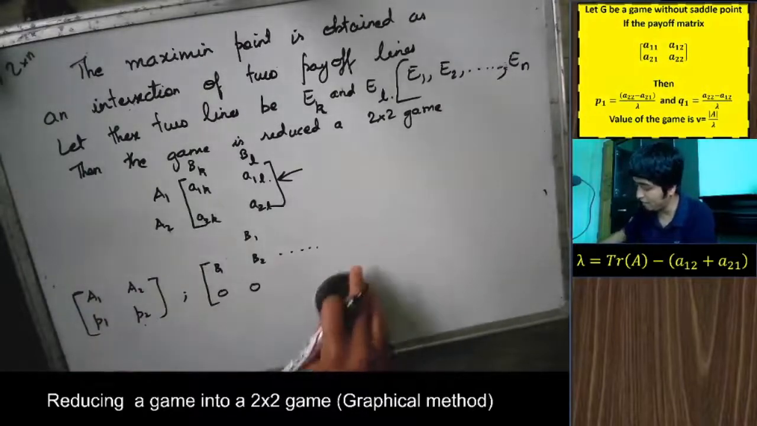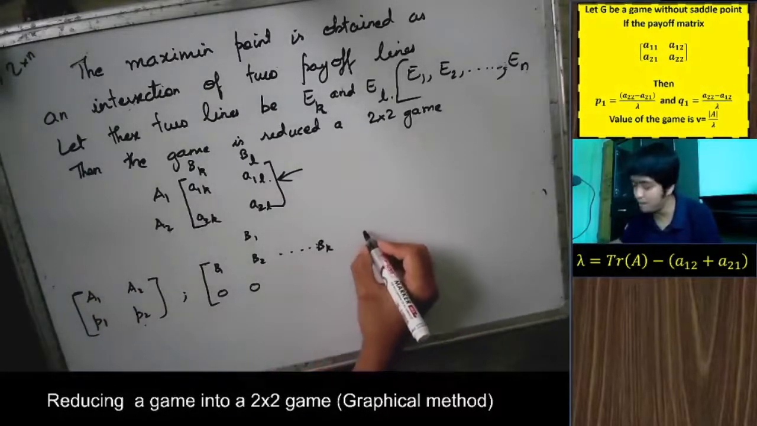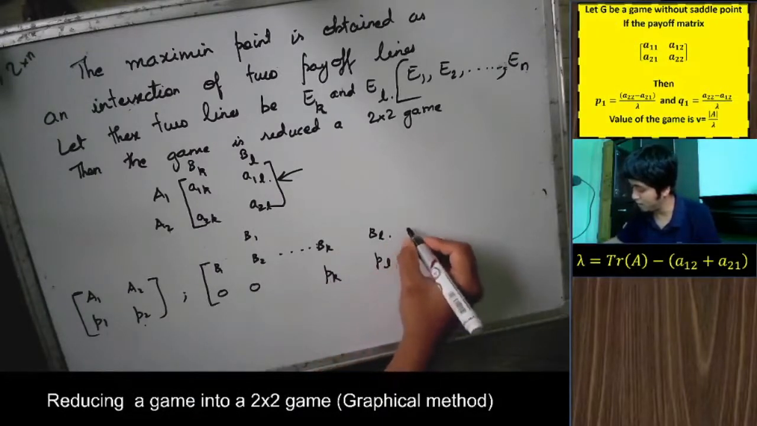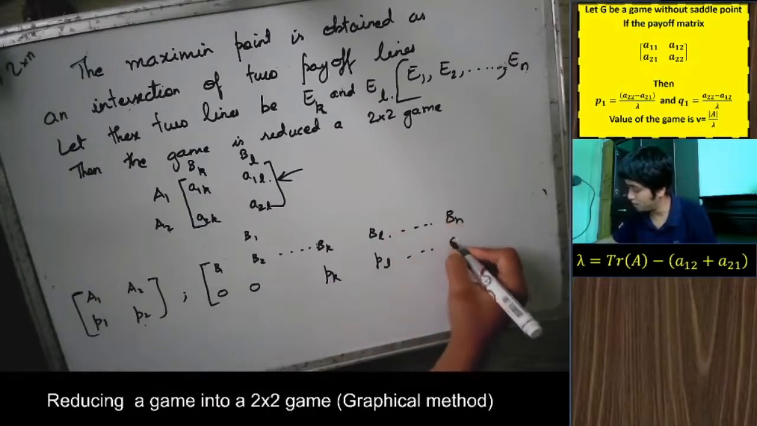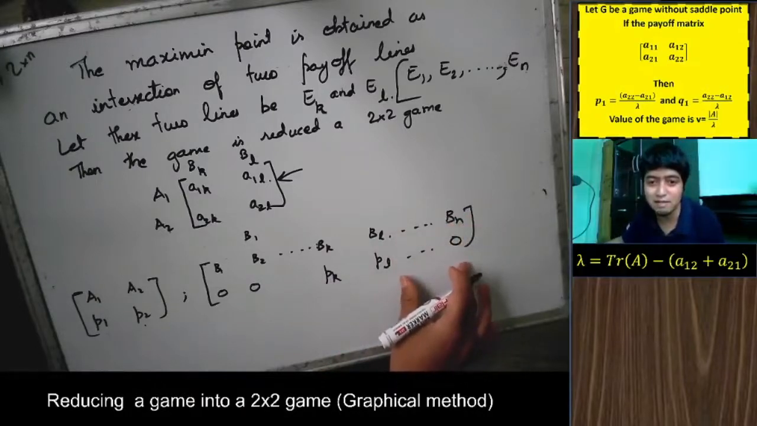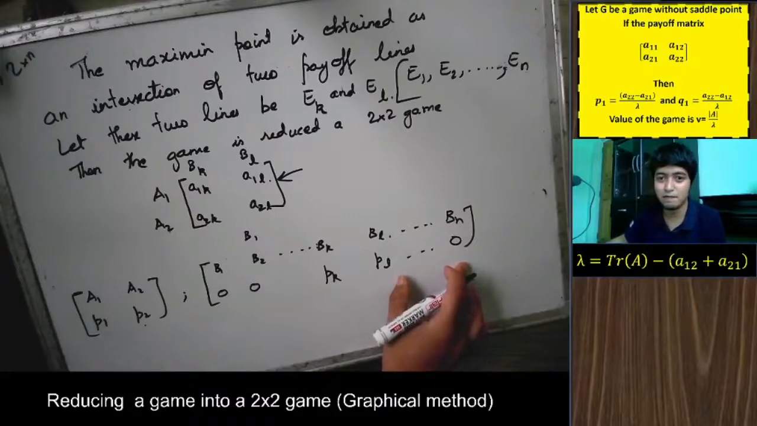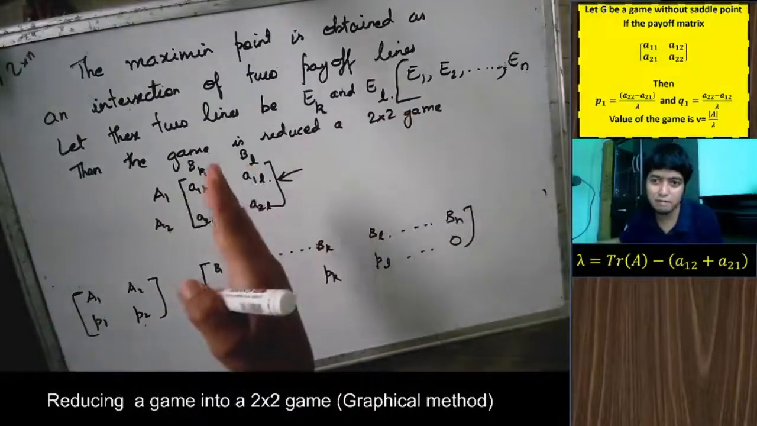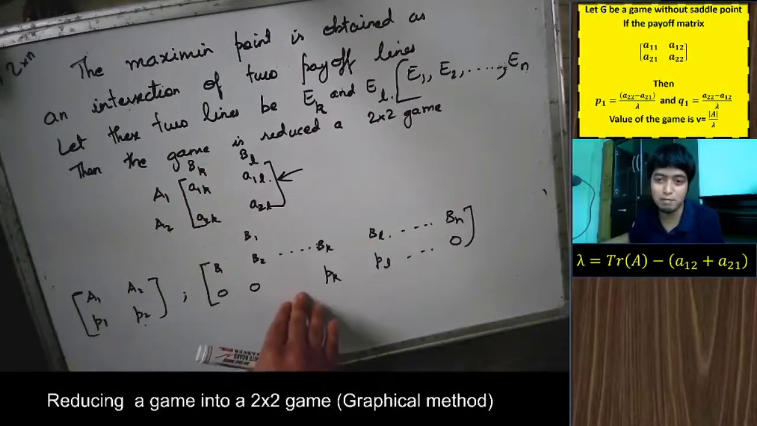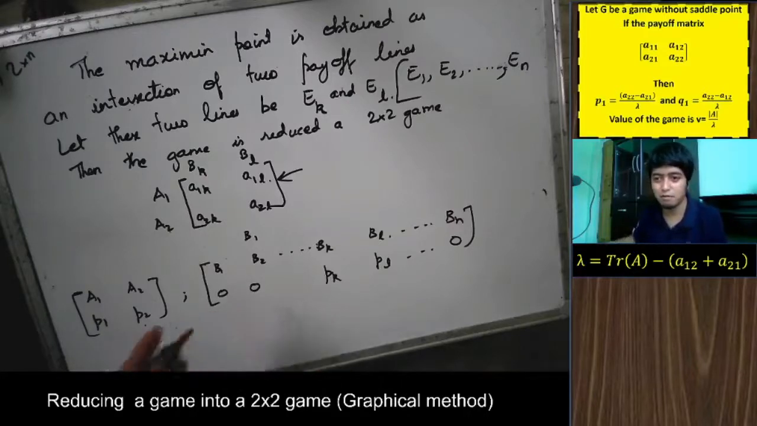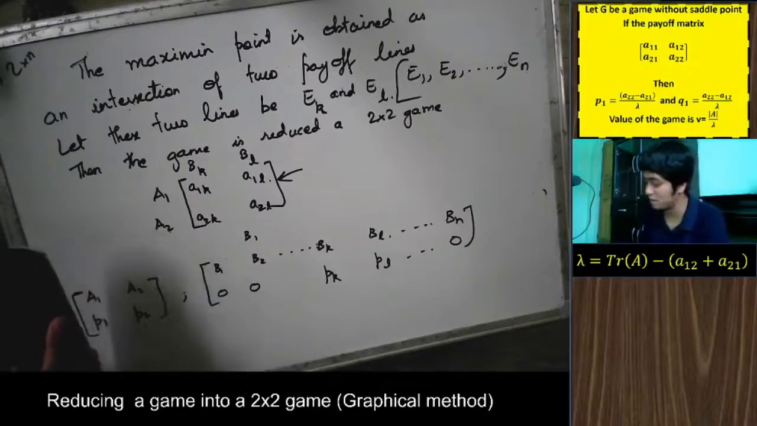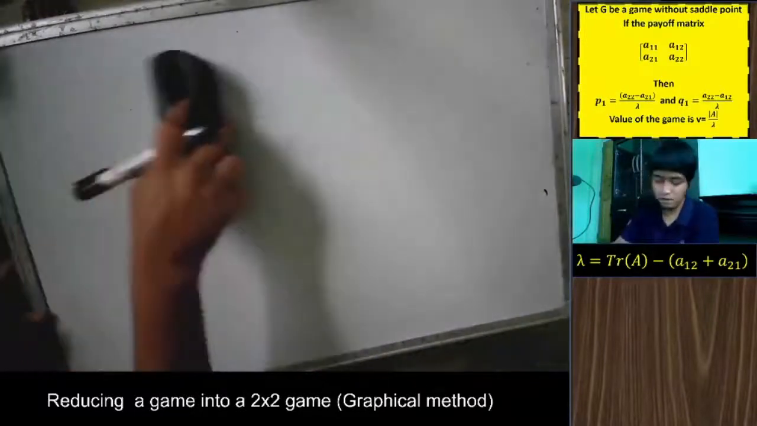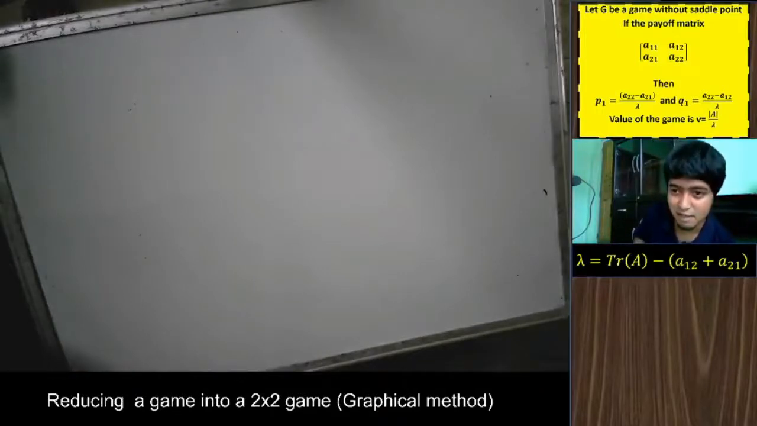So the only thing left will be the strategies BK and BL. This one will have probability PK and PL. Otherwise, each and every other strategy will be equal to 0. So we reduce it to a 2 by 2 game, we will solve it as a 2 by 2 game, and the rest of the probabilities become 0. I will solve one problem and then you can see. I will actually take an example from the book.